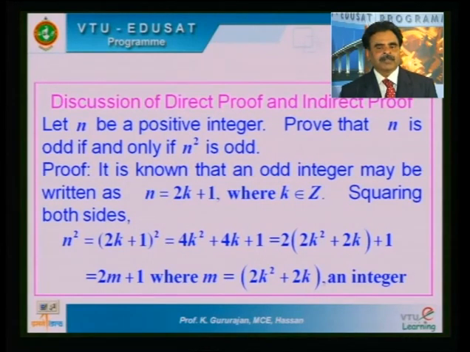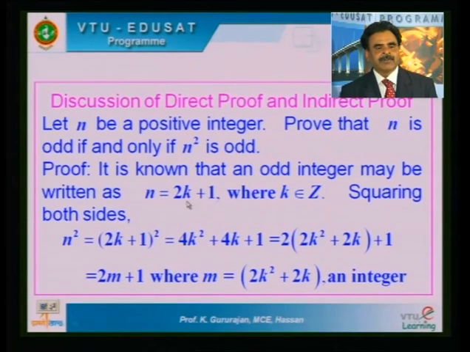Now, how to prove the first part? By assuming that n is odd, to prove that n square is an odd number. We very well know that an odd integer can be written as 2k plus 1. Yes or no? An odd integer, we can write it either as 2k plus 1 or as 2k minus 1, where k is some integer.